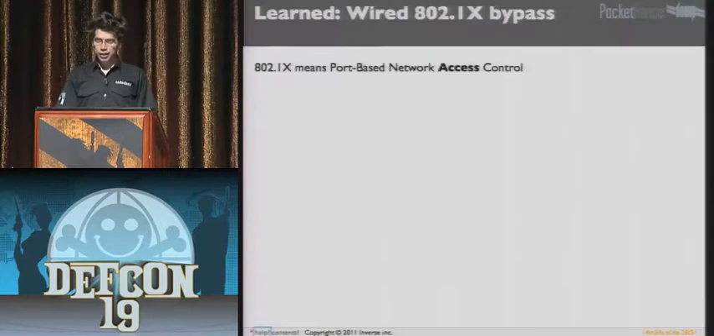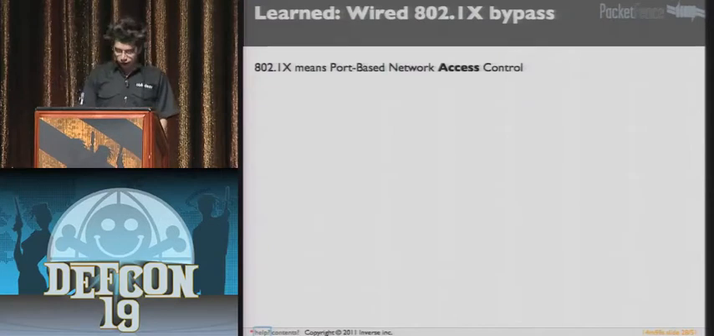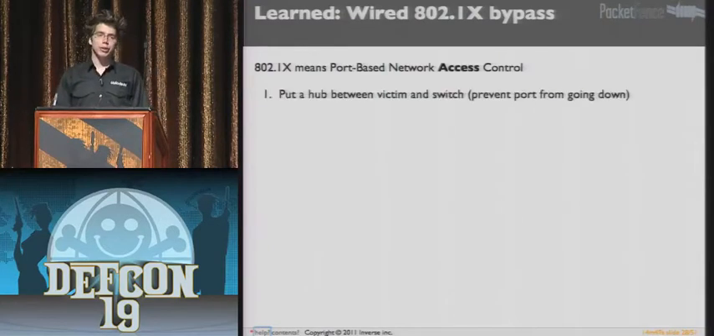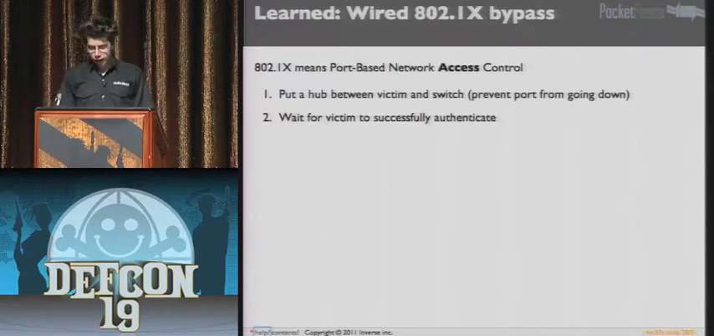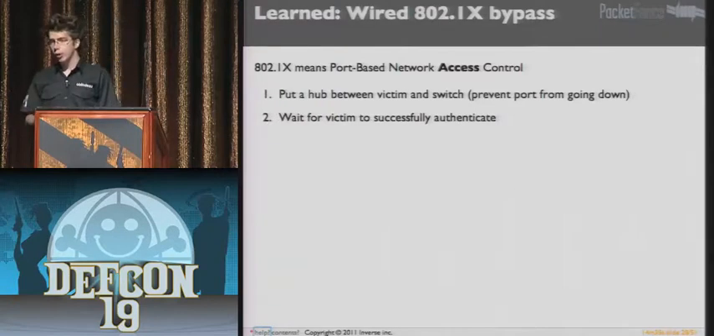So another thing I learned is that you can bypass 802.1x, but there's a talk actually right after this, which is focused only on that, a 2-hour talk on how to bypass NAC 802.1x. But let me still tell you what the technique is. You put a hub between the victim and the switch. The goal is to prevent the port from going down.